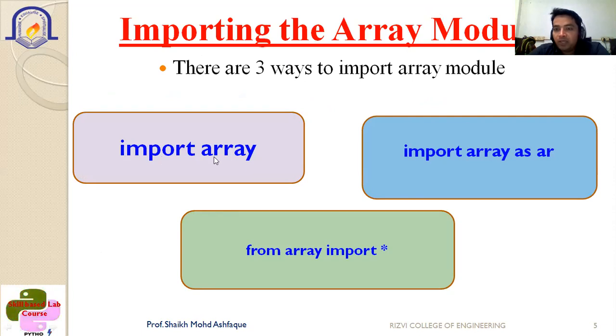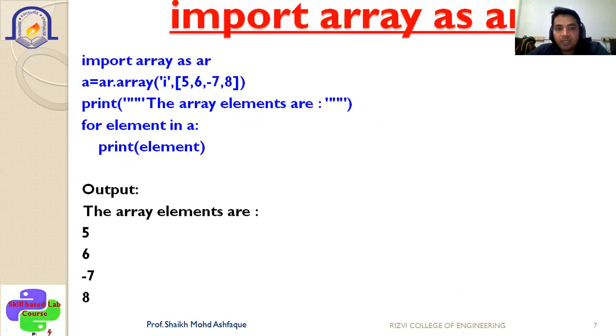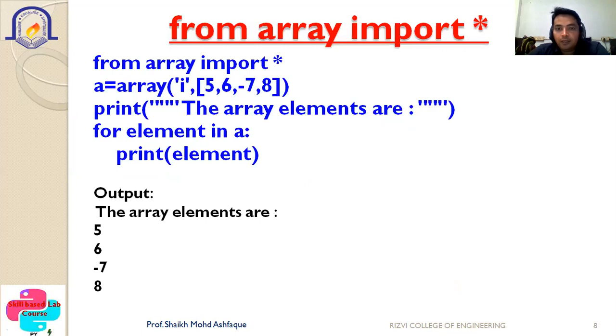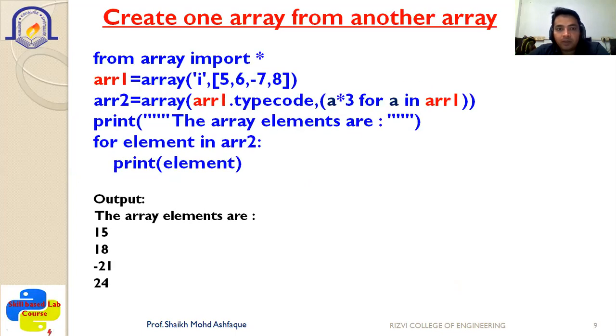So at the time of creation, you will write array.array, then type code, then data or elements or objects, then import array as AR. Here AR indicates the array, so we'll write AR.array. Then once again everything will remain the same. If you're writing the third one, from array import star, directly you can use the syntax array inside a bracket, type code, and then elements separated by the comma. So these are the three ways by which you can import an array module.